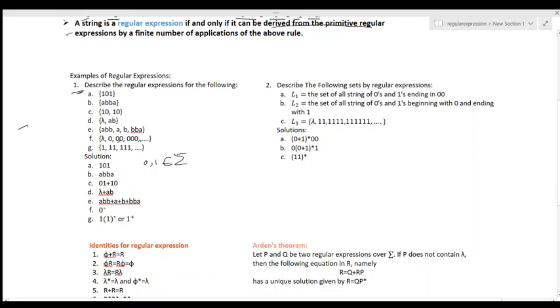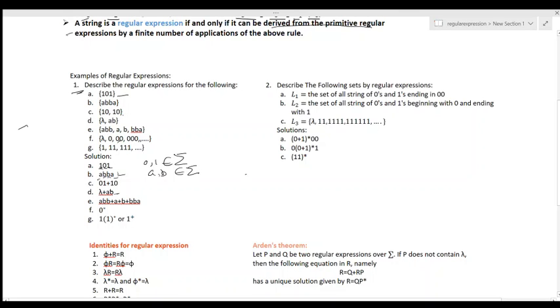So 101 is the regular expression for the corresponding regular language. Now for B, again similarly, A and B belong to the input symbols, so these are primitive regular expressions, so writing them one after another becomes the regular expression.